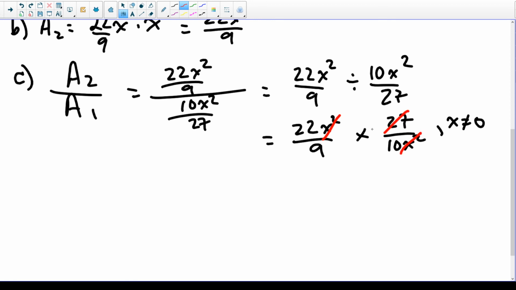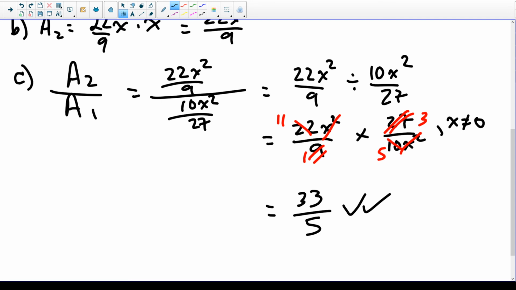The 27 and the 9 simplify to 3 over 1. And the 22 and 10 will simplify because both of them are divisible by 2, so it'll be 11 and 5. Now, if you can keep track of all of those numbers, so 11 and 3 are now multiplying at the top, so that's 33, and 1 and 5 are now multiplying at the bottom, which is just 5, that is our final answer.